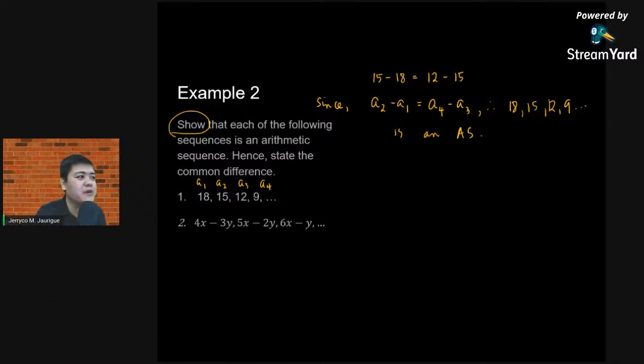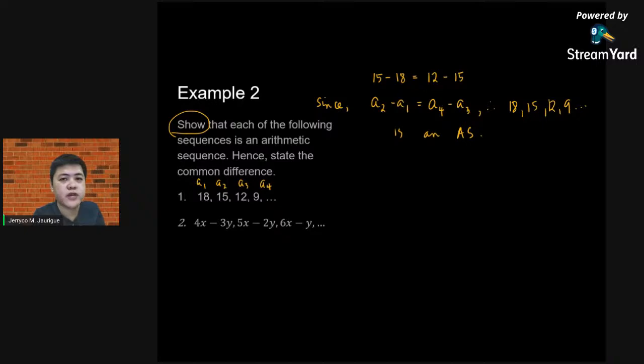Okay, how about number 2? Is that an arithmetic sequence? How are we going to show that it is an arithmetic sequence? This is one way of showing it: A sub 2 minus A sub 1 equals A sub 3 minus A sub 2. That's one way of showing that that is an arithmetic sequence. And of course, we can also use that for number 2.